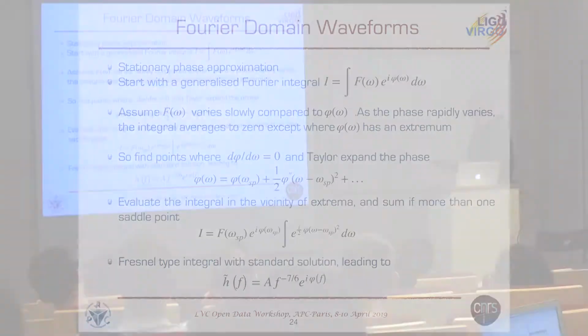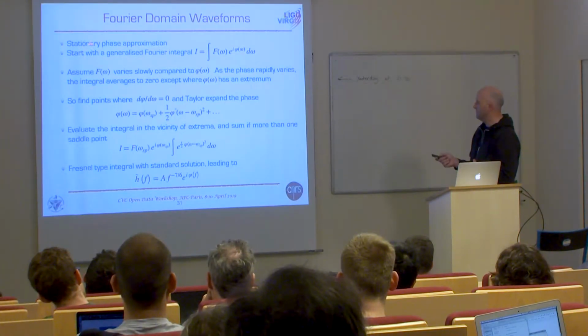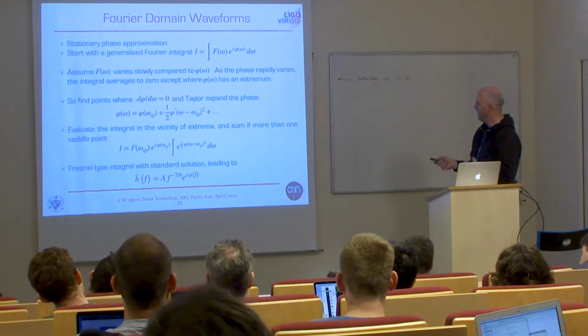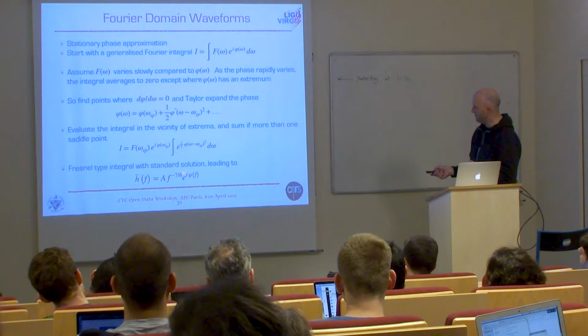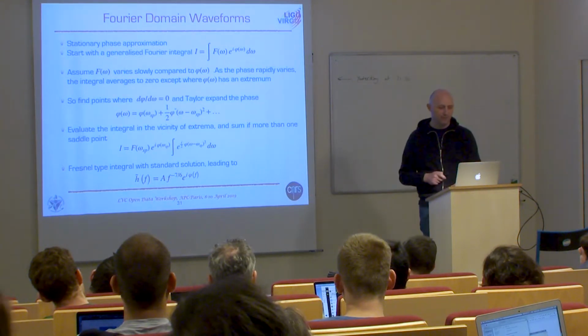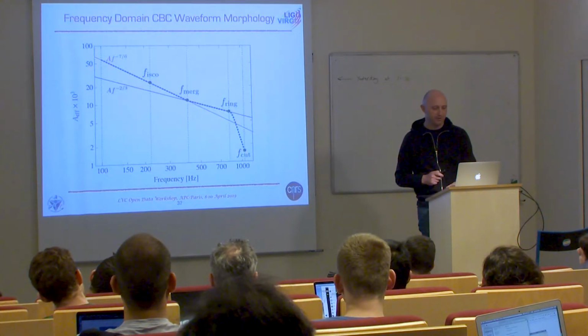I'm not going to go through all the details here, just to say that we use a stationary phase approximation. And if you follow through this recipe here, you end up with waveforms of this form. So the amplitude has an f to the minus 7/6 behavior in the inspiral part.